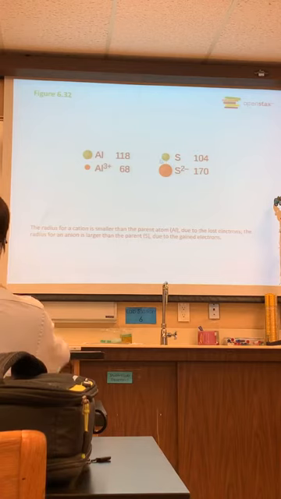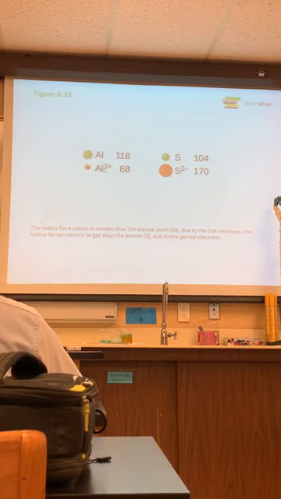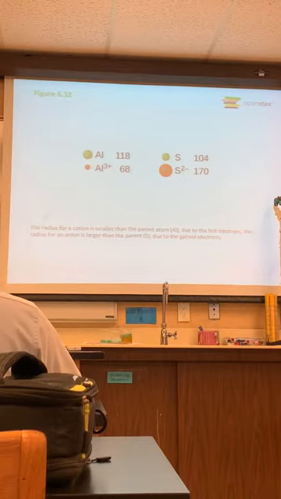And here's just a pictorial representation of exactly the same thing. Aluminum, the ion, the positively charged cation, is much smaller than the aluminum atom. Whereas if you have a negatively charged ion, like sulfur, it's quite a bit larger than the neutrally charged sulfur atom. Okay? And the numbers represent the radius, the atomic radius.